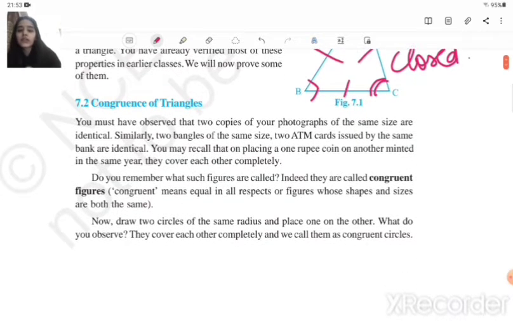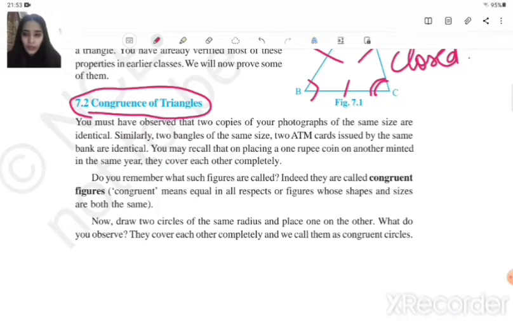Now let's see what is congruence of triangles. Before going forward, we should know what this term conveys. What is the meaning of congruence? Without knowing the meaning of the word congruence, we cannot deal with this chapter any further. So to understand this chapter properly, we need to go through this word. Congruent means equal in all aspects, or figures whose shapes and sizes are both the same.